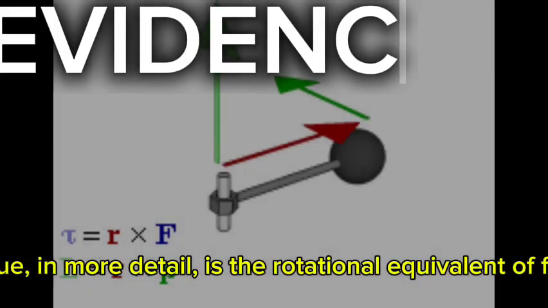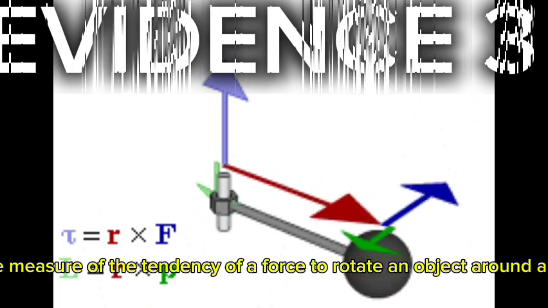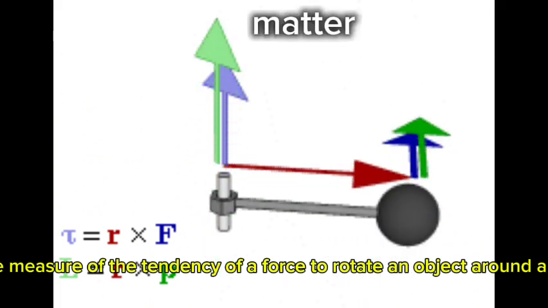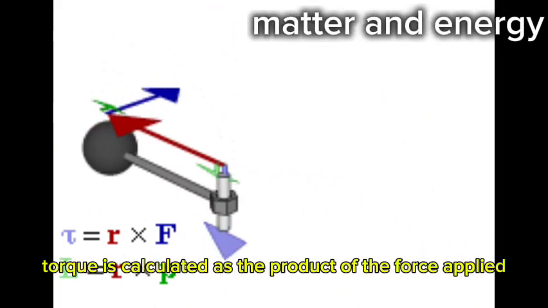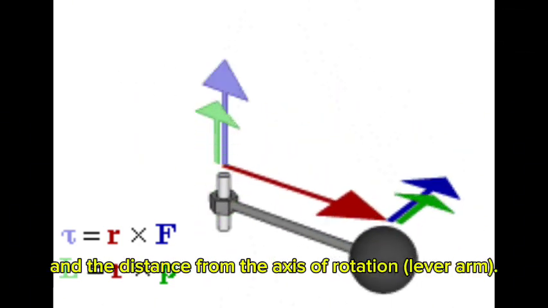It is the more detailed rotational equivalent of force. It is the measure of the tendency of a force to rotate an object around an axis. Mathematically, torque is calculated as the product of the force applied and the distance from the axis of rotation.